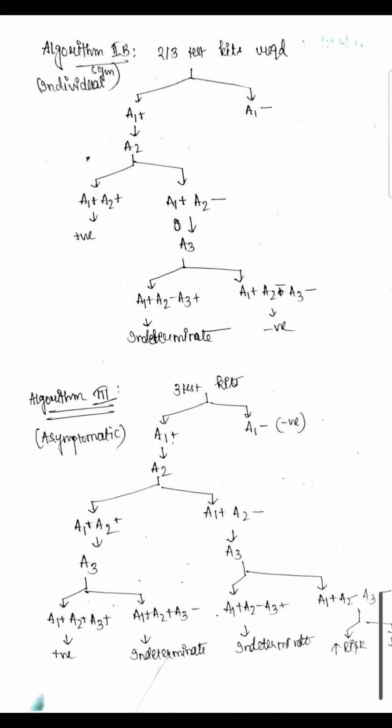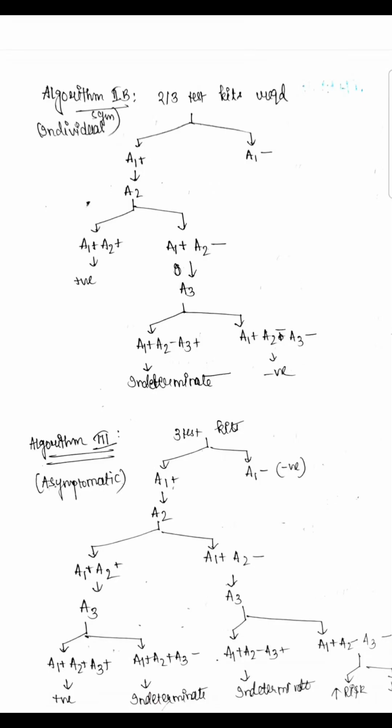And now we will go for algorithm 2B, where 2 to 3 test kits are required, and that is checked in a symptomatic individual. Here we do the same thing. First we test with A1. If A1 is negative, the test is negative. We do not proceed any longer. If A1 is positive, we go for A2. If A2 is positive, the test is positive. If A1 is positive but A2 is negative, then we have an indeterminate test.